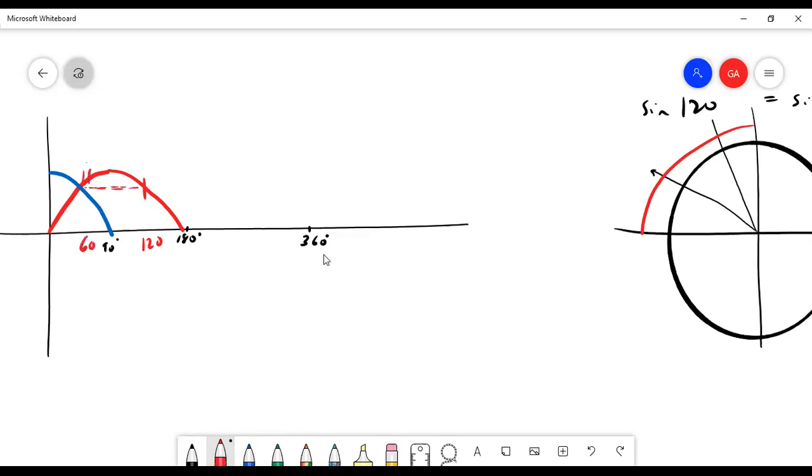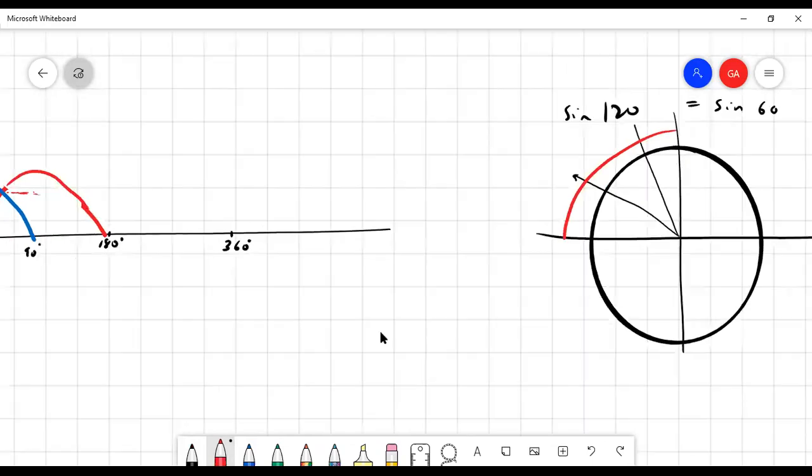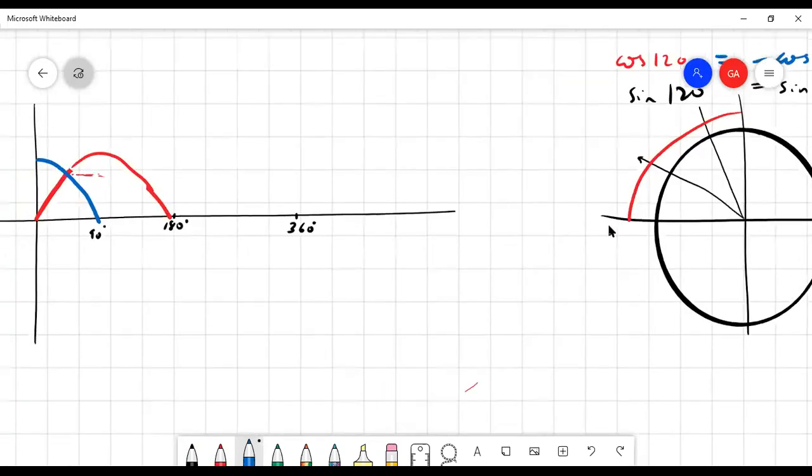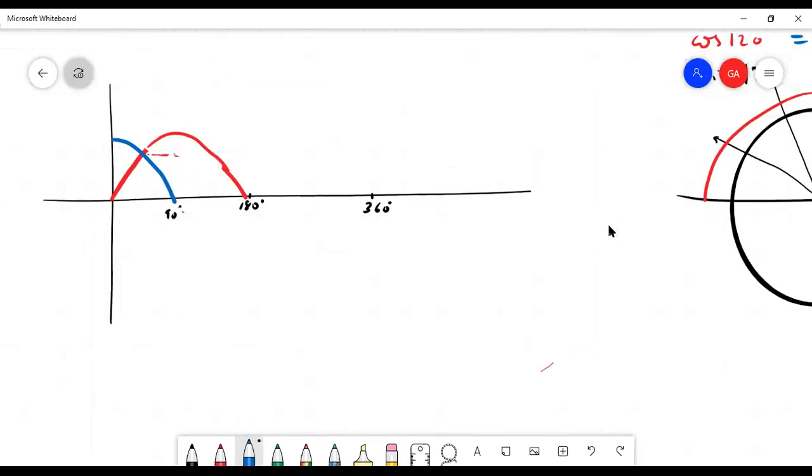So sine repeats itself. On the other hand, we found that cosine does not repeat itself. Cosine, right? We found that the cosine of 120 is equal to the minus cosine of 60. And this appeared graphically because this graph here went below the axis. So cosine is not repeating itself.